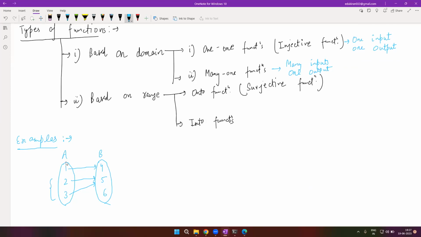While if I write it like this, if I just change this arrow and convert it into 3 to 6, now this is one-one, because one input, one output. There is not a single output which is connected by two inputs. Although if it were connected by two inputs, it would still be a function, but the type of function would change. In that case, we would call it a many-one function.